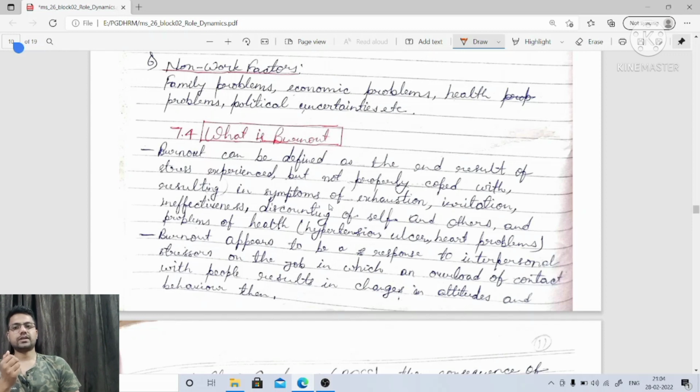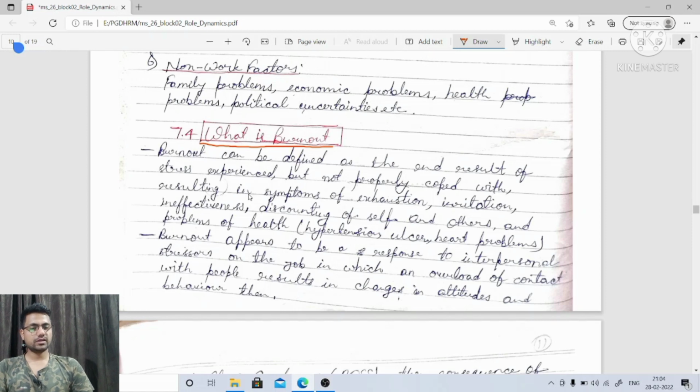Now next, the heading burnout. What is burnout? Burnout can be defined as the end result of stress experienced but not properly coped with, resulting in symptoms of exhaustion, irritation, ineffectiveness, discounting of self and others, and problems of health. So burnout is the end result of stress if stress is not properly managed and coped with.